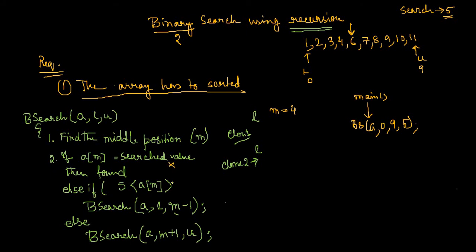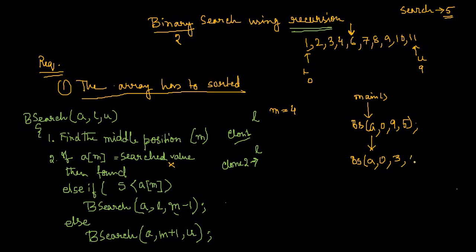Now, is S lesser than M? S that I am searching, 5, is lesser than this 6, right? That means what will happen? I will have a new binary search called A, L, M minus 1. That means this will call one more binary search having A, L remains same, L remains 0. Now U becomes M minus 1. So what was M? 4. So U becomes 3.